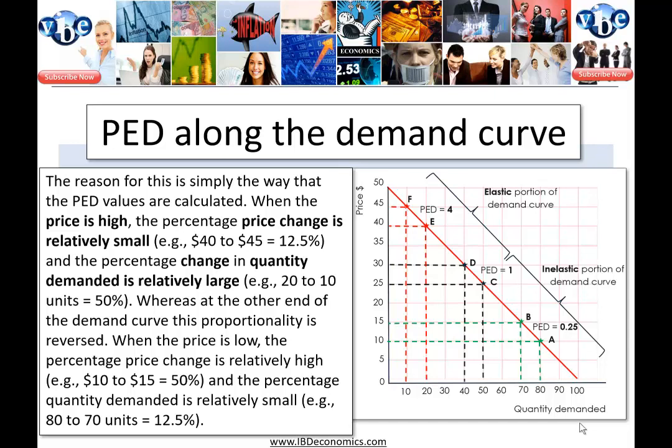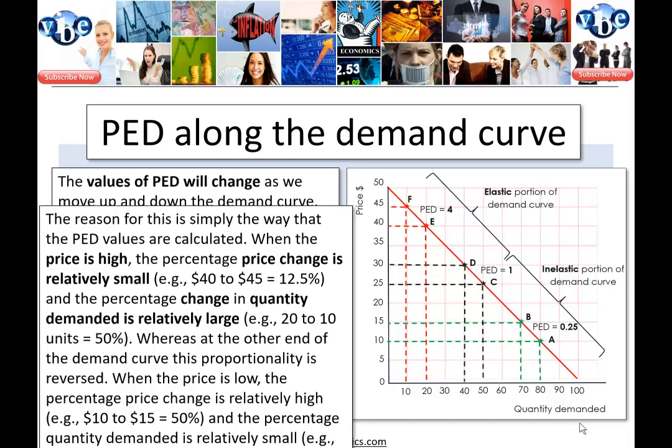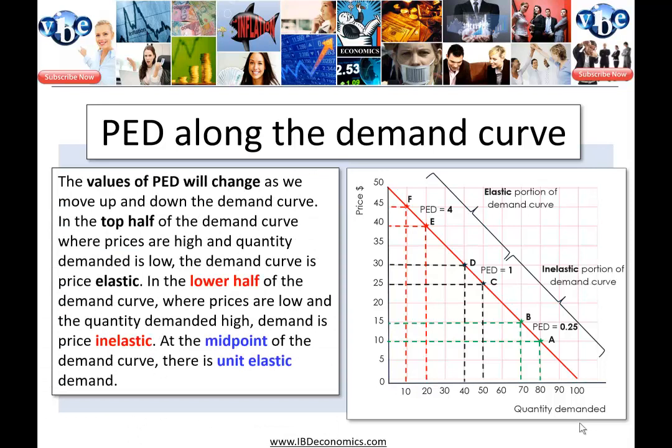And when we go to the other end of the demand curve, this proportionality is reversed. When the price is low, the percentage price change is relatively high. If we move from $10 to $15, that's a big 50% change. And the percentage change in quantity demanded is relatively small. So from 80 to 70 units, the percentage change is 12.5%. And that's it. That's the sole reasoning. It's all to do with the percentage change values that come out.